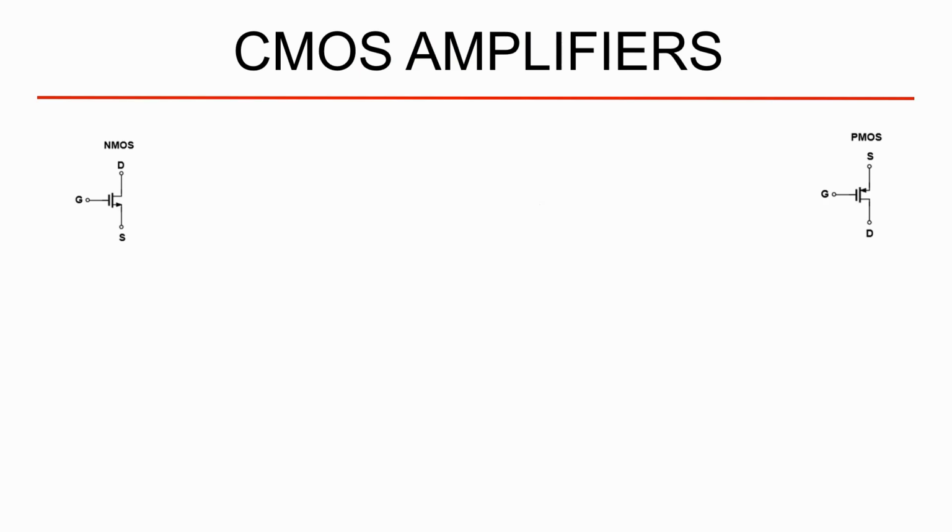These are the NMOS and PMOS transistors. As you see on the left hand side, this is NMOS and this is PMOS. Most of the times we start with the NMOS transistor, but here there is no difference between NMOS and PMOS for the small signal model. For a small signal model, we have the gate, we have the drain and we have the source.